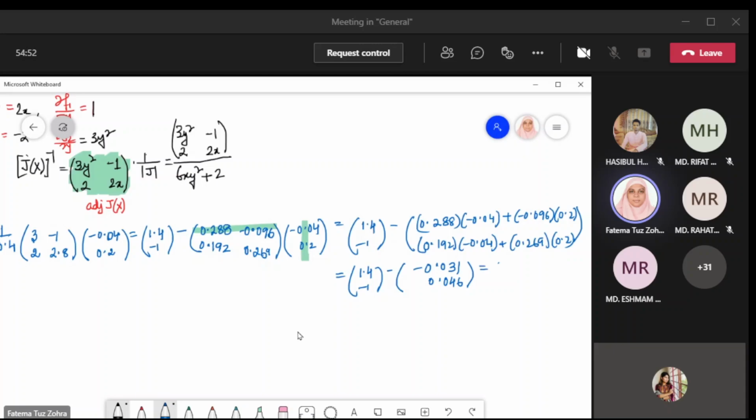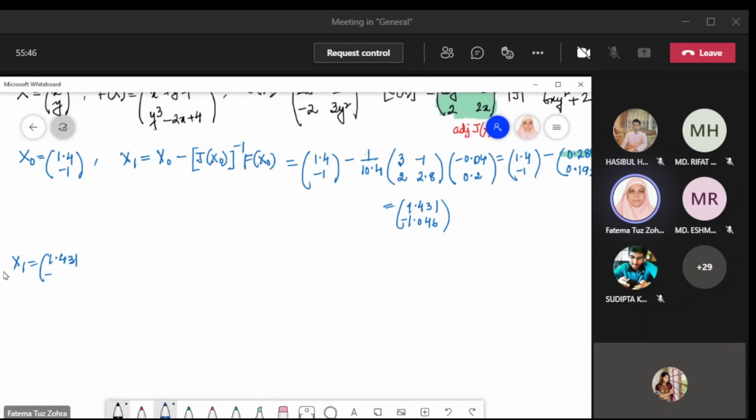Subtraction means the same placement should be subtracted. So 1.4 minus 0.031, and minus 1 minus 0.046. The values are 1.431 on top and minus 1.046 below. So we get x1 is 1.431 and minus 1.046. Obviously the two digits don't match, so you need to go for the next step.